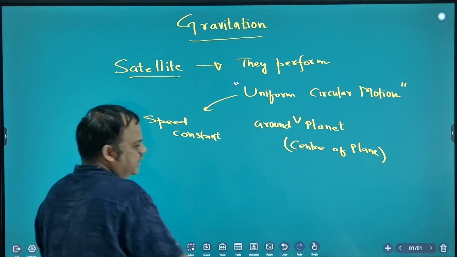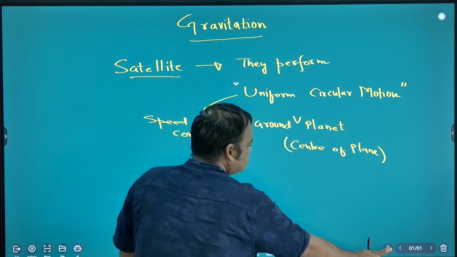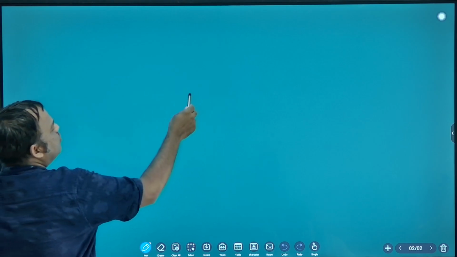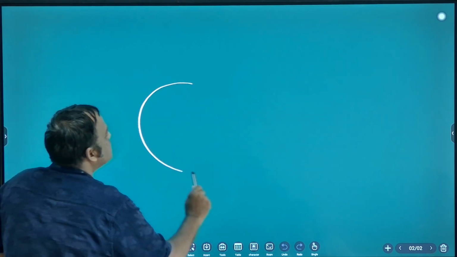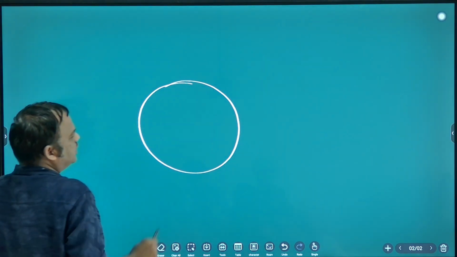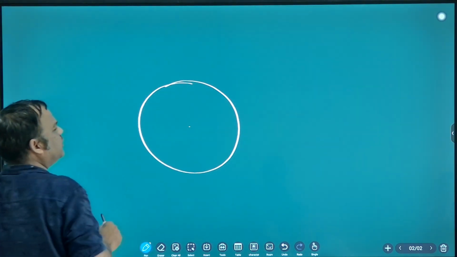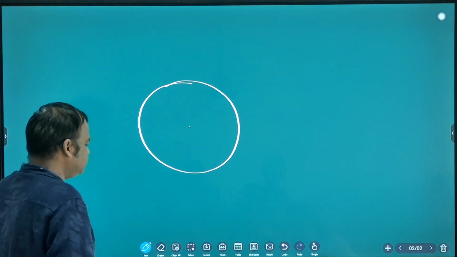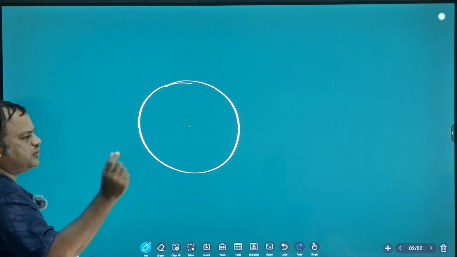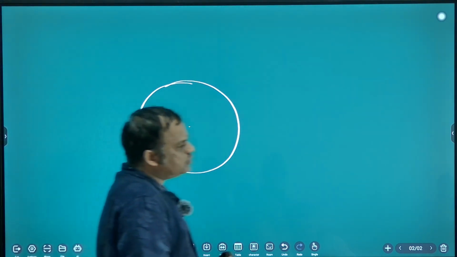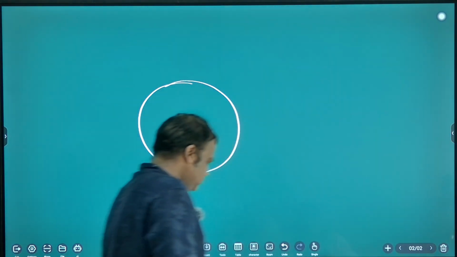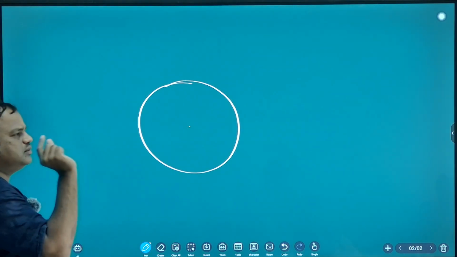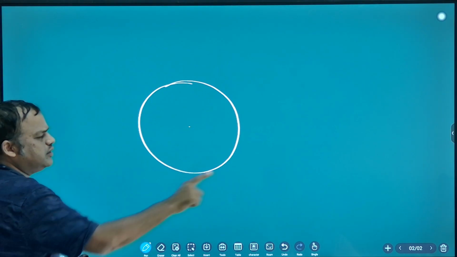So let's see how the satellite works. Planet is a spherical object, correct? So this is the center of planet. Now suppose I have some object. I want to throw some object, like any object. If I throw it like this, holding the object and throwing, it will fall back on earth.